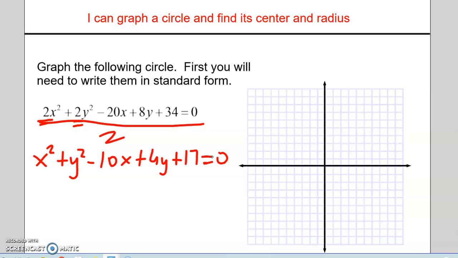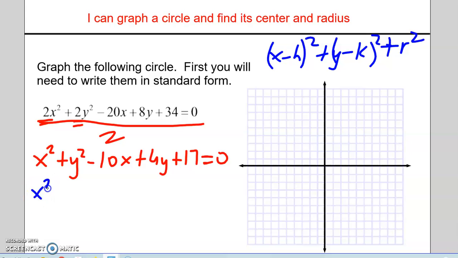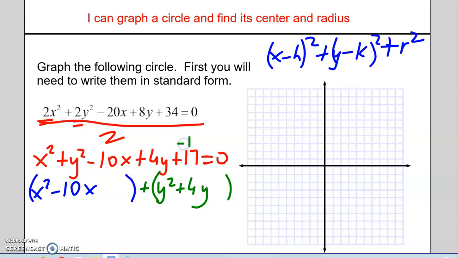So now, just like we did, we want to get it into this kind of form, x minus h squared plus y minus k squared equals r squared. So let's separate out everything with an x squared. So x squared minus 10x, that's everything that I see with an x. And then let's look at everything with the y. So y squared plus 4y. And then let's move that number to the other side. So let's just subtract 17. And so this is all equal to negative 17.